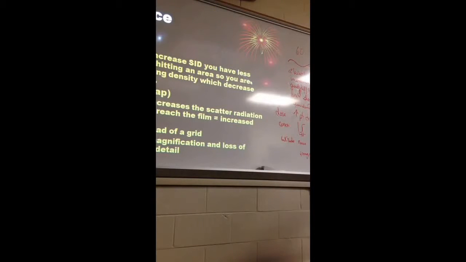As you increase the SID, you have fewer photons hitting the area, so you are decreasing the density, which decreases contrast. Now, if you look over there on that chart, what does it say for SID?